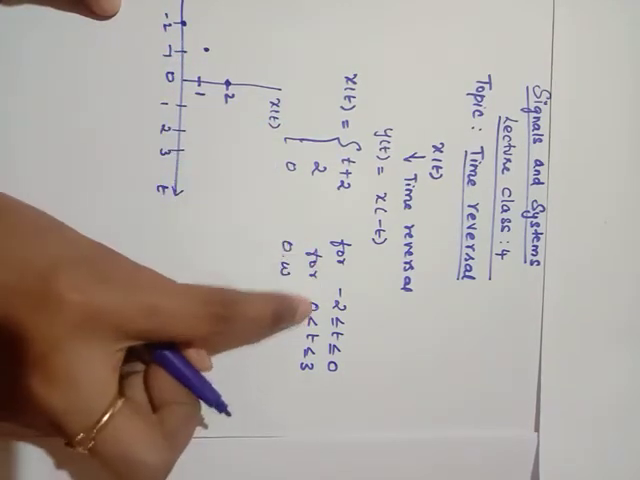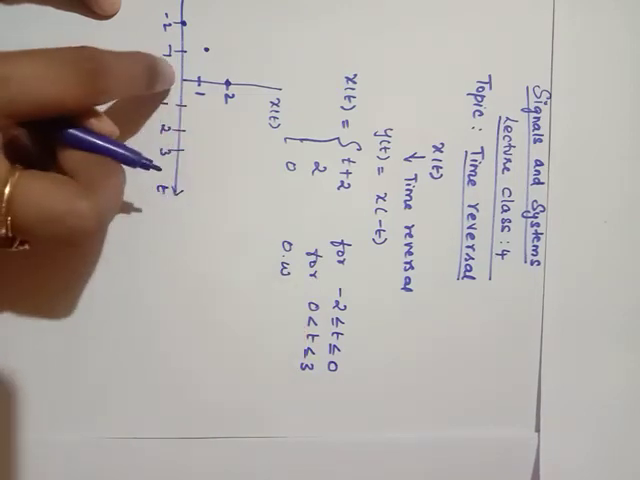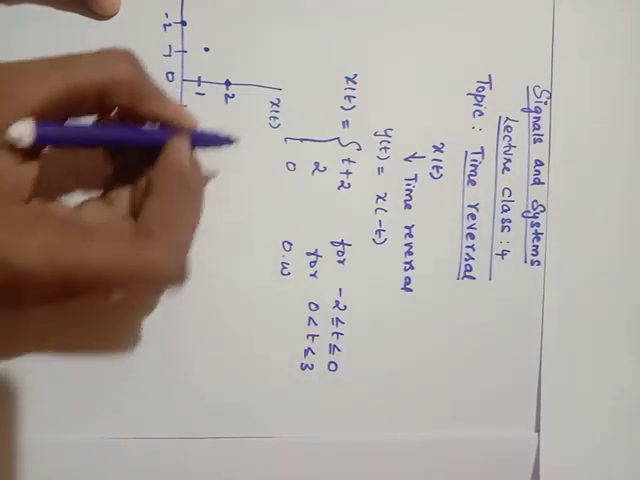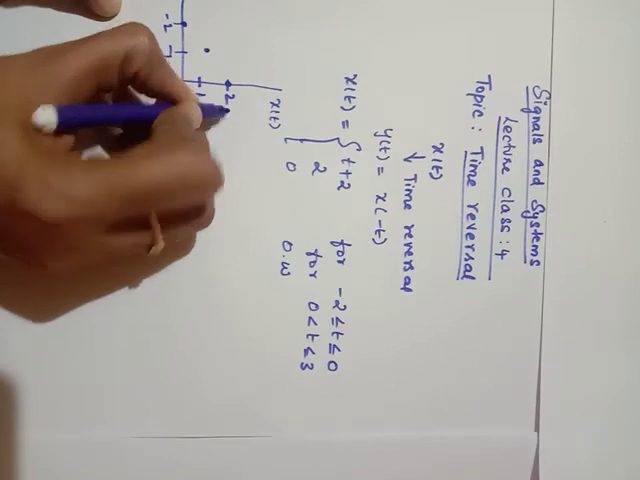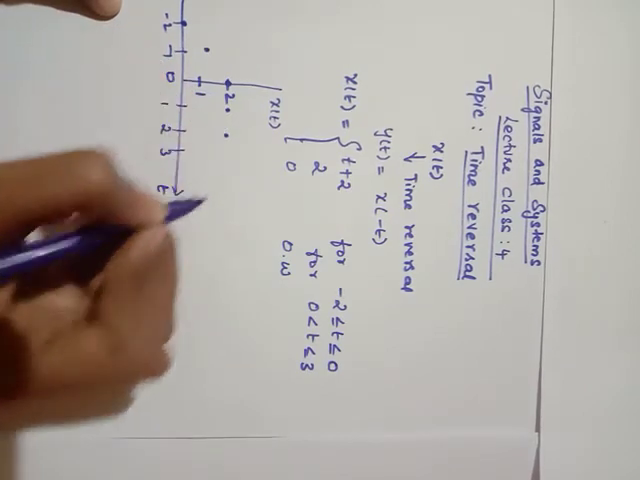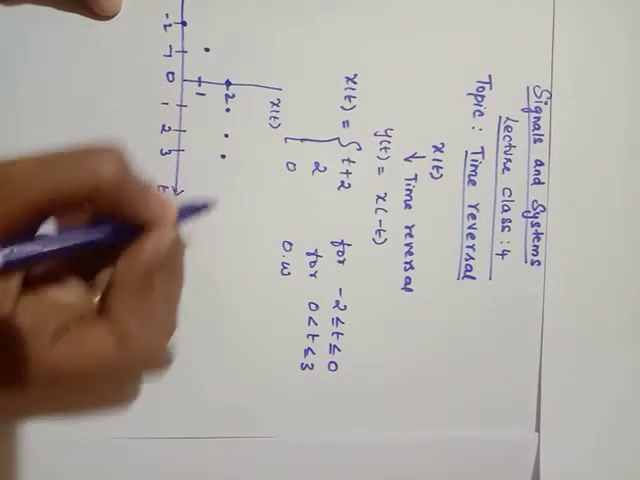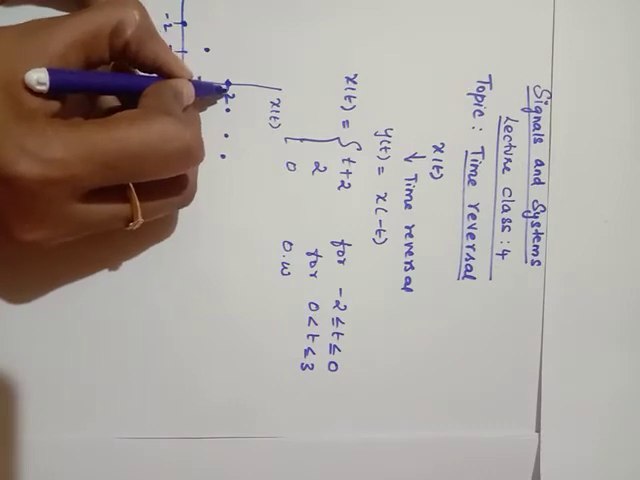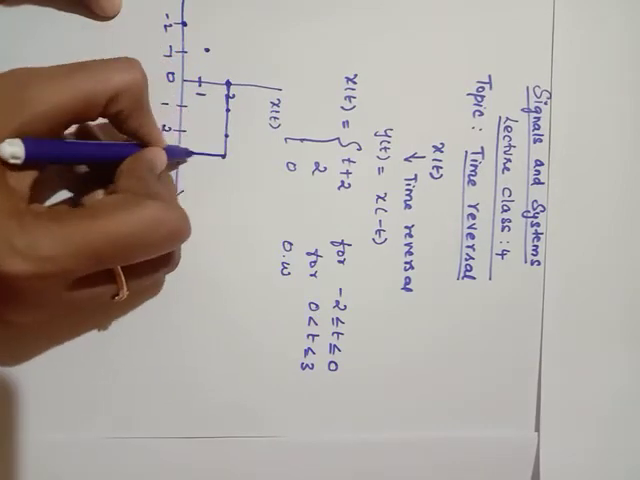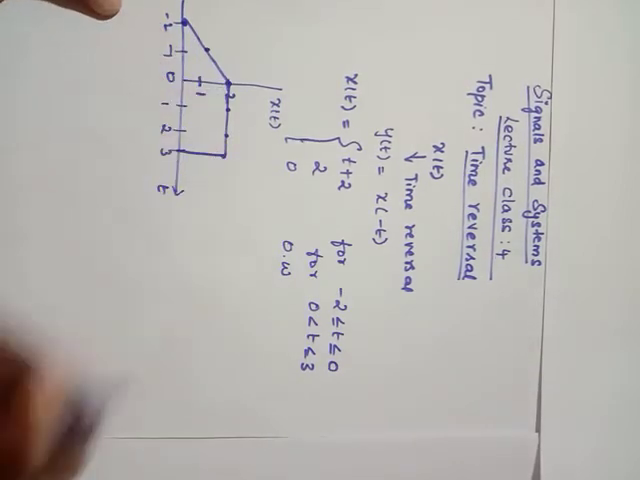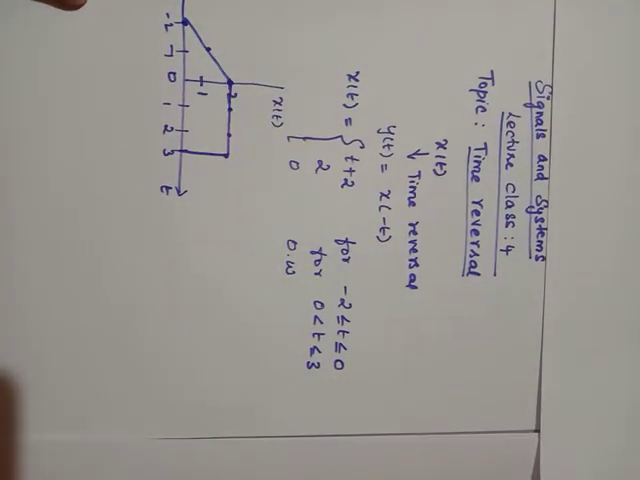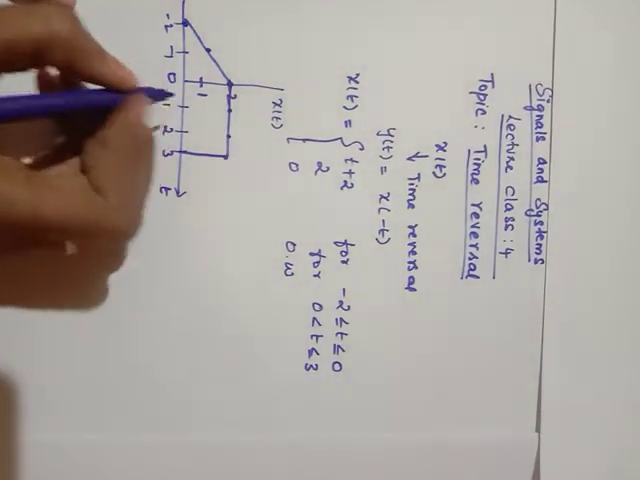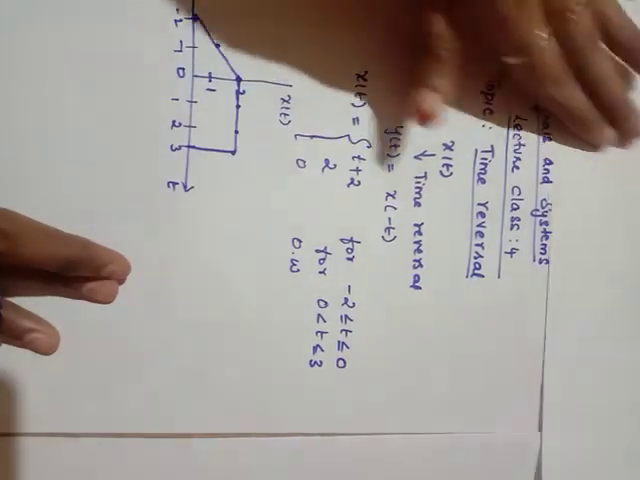Next one is 0 to 3, that is greater than 0 and less than or equal to 3. The value is 2, right? So for 1 it is 2, for 2 it is 2, and for 3 it is 2. So here the value will be like this. You have to join a line like this. So this is your x of t. Now I need to perform the time reversal.